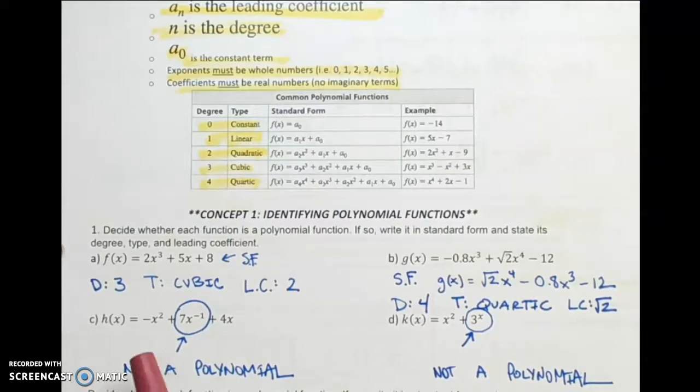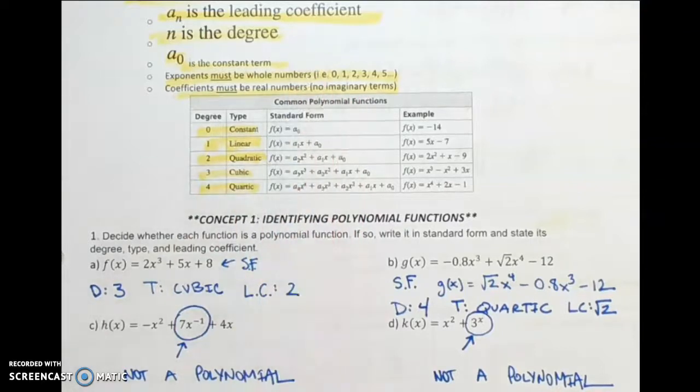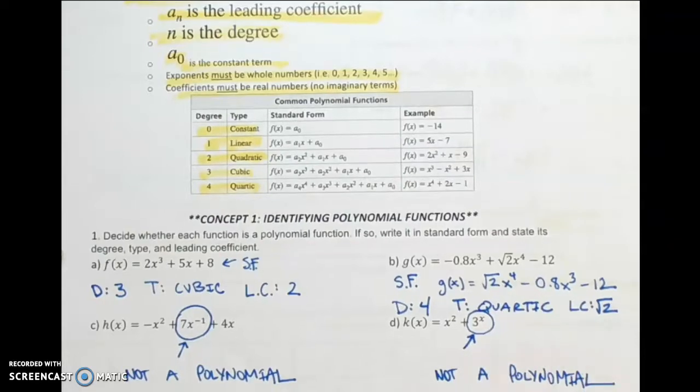C. I look here. What should you notice? Well, I have the x to the negative 1 power. As it said, we cannot have negatives, only positive whole numbers. So that's not a polynomial. 4. I look right there. I have 3 to the x power. That is not okay, right? The exponent must be a whole number, therefore that's not a polynomial.